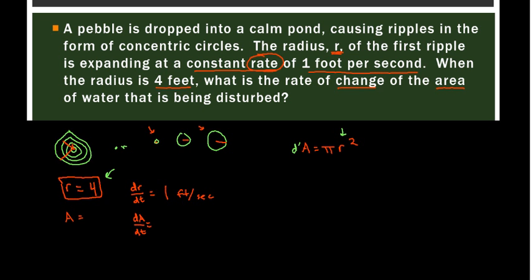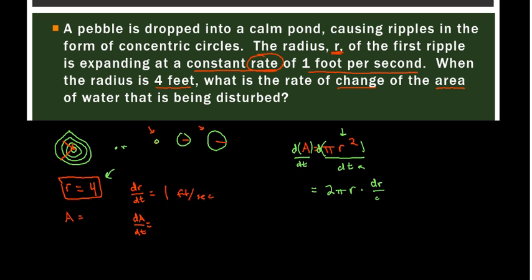So I'm going to take the derivative of one side and the derivative of the other. So that equals, the 2 comes and multiplies down to the pi to get 2 pi r times. Now the variables don't match. The r and the t are different, so I have to add a dr dt.